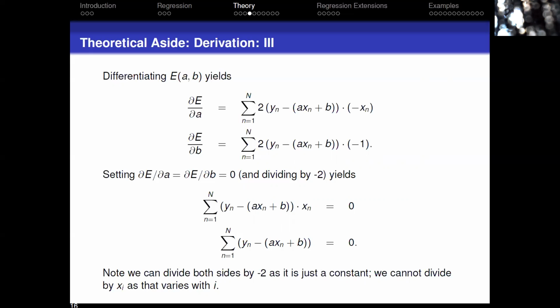So think back to your Riemann sums. It's going to be a times the sum of xn squared. I'll have the sum of b times xn. I can pull the b outside. And we can do similar stuff for the second equation. We have 2 equations and 2 unknowns.